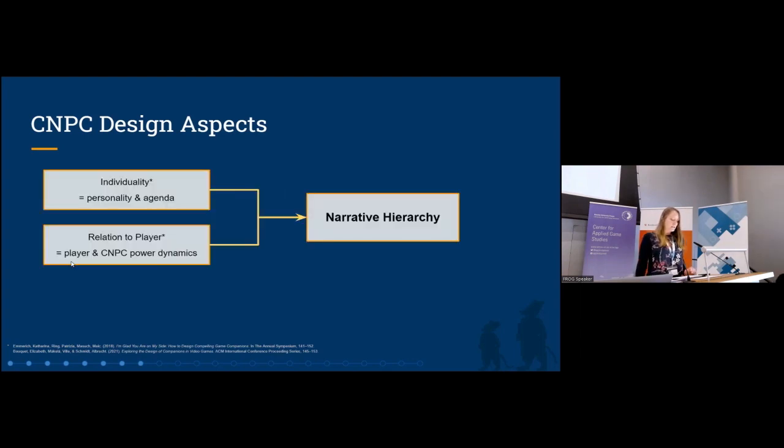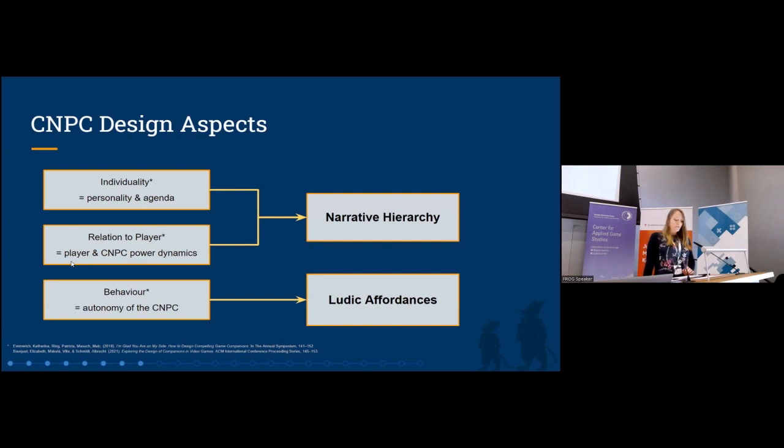Narrative hierarchy is based on the companion's individuality and their relation to the player, meaning what are the companion's personality and agenda, and what is the nature of their relationship with the player character. Ludic Affordances is based on the companion's degree of autonomous behavior. To what extent can the CNPC act on their own accord, as opposed to being directed by the player's commands? Since we focus on the interactions between the dynamics of the CNPC and the player with his character, the definitions of narrative hierarchy and Ludic Affordances were developed to reflect that.